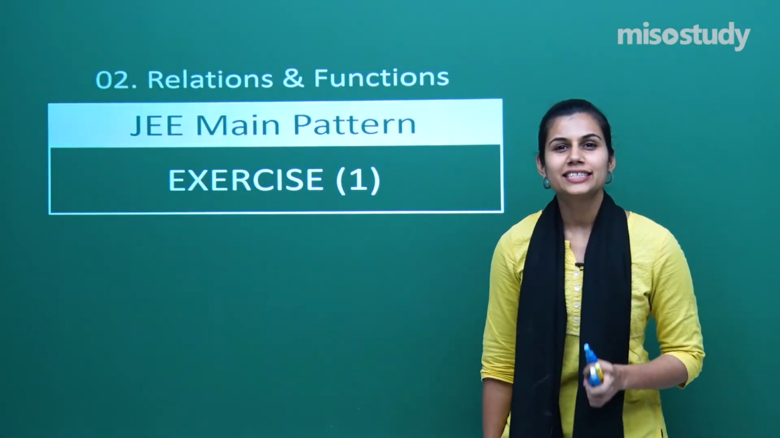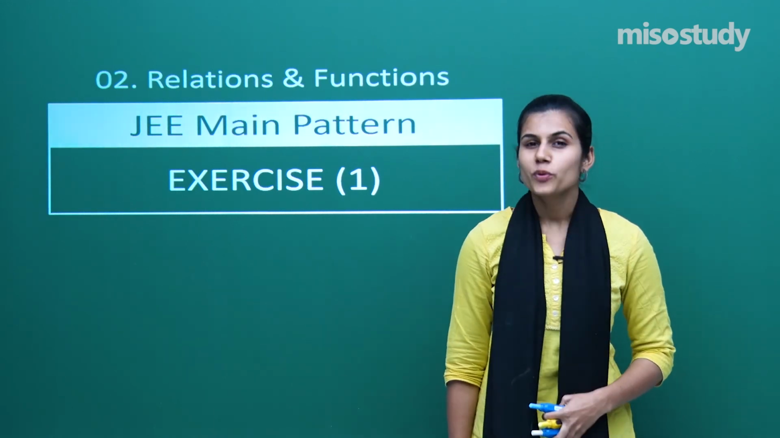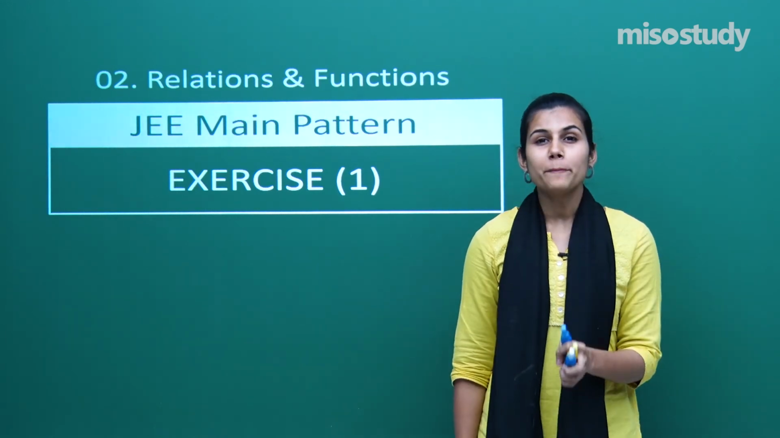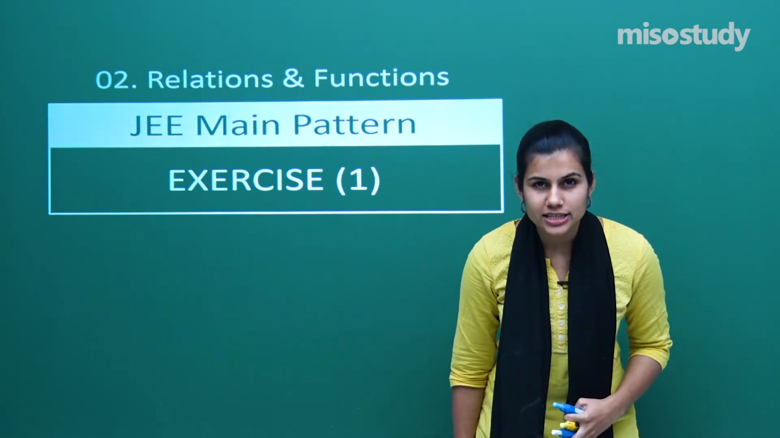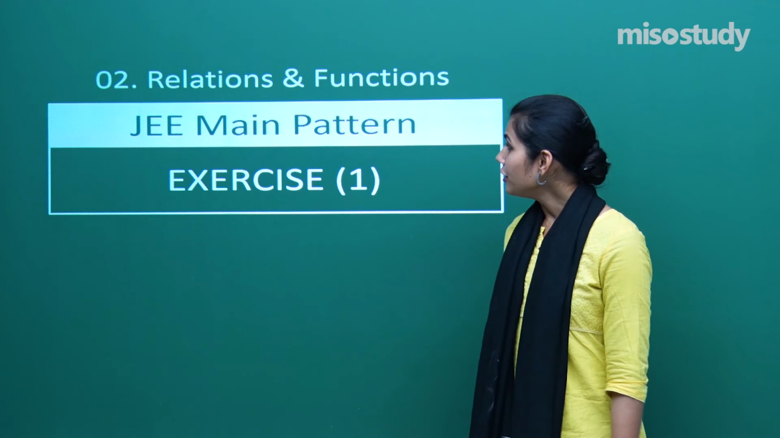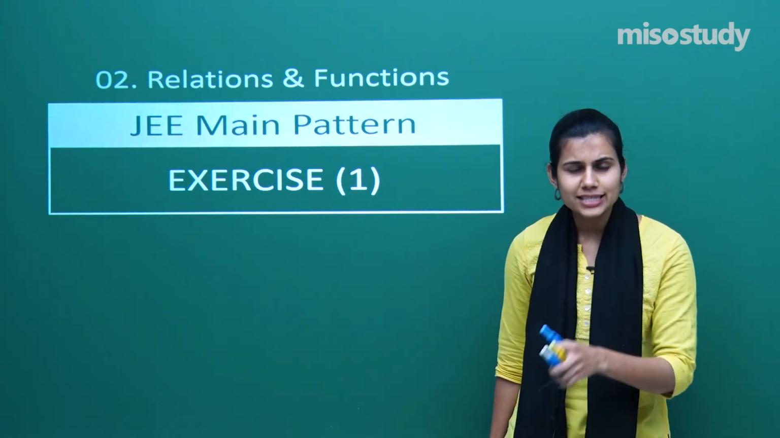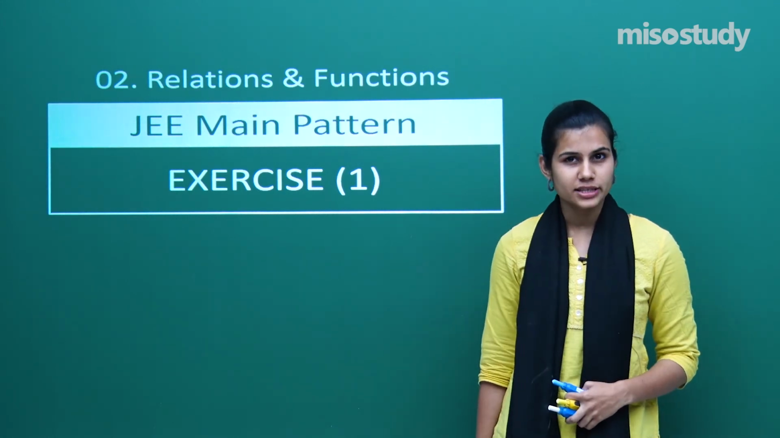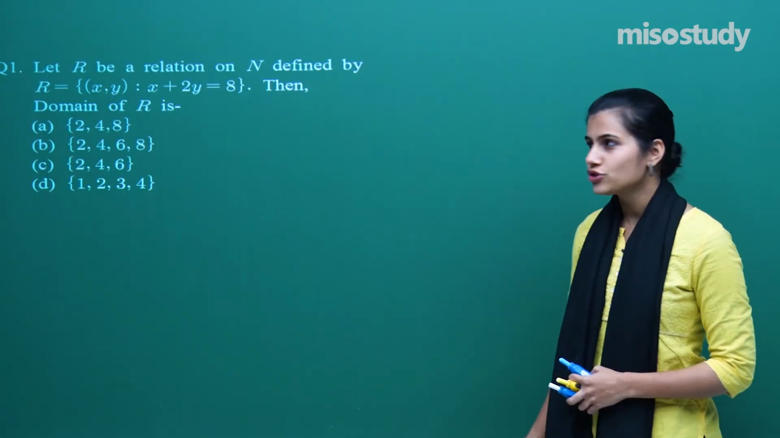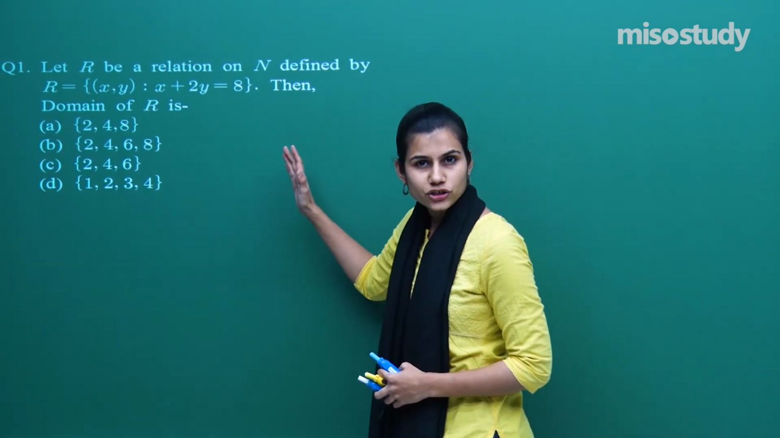People, having done the very chapter of relations and functions, we are now all set to apply all our concepts into the applications. Well, for that, here are your JEE main pattern questions to test your conceptual knowledge about relations and functions. Let's start with the first question, which basically is, as you can see, from the relations portion of this chapter.